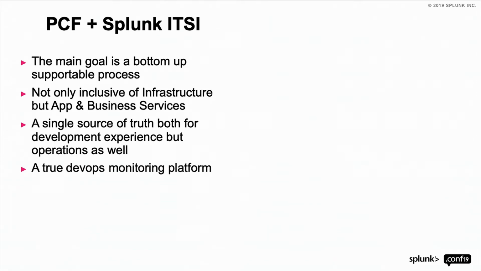Sorry. So the main goal is a bottom-up supportable process, not only inclusive of that infrastructure, right, but the business services themselves. So this is just a content pack designed to say what services I'm running. Those business services would be above the tree you saw. Those are going to be specific for most environments, therefore I don't think there's any way I could include that in the content pack. But it still gets you the majority of the way there, and if it serves any purpose at all, even 50%, then I would call it a win.